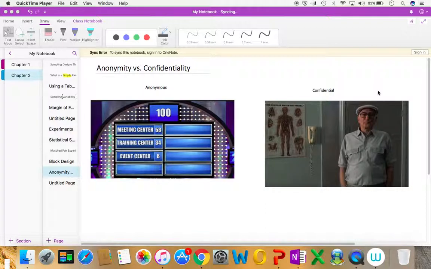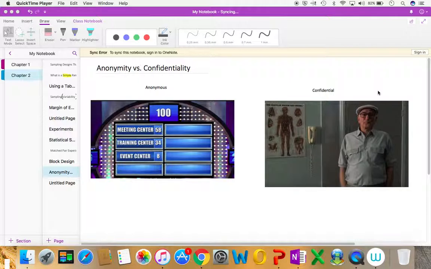Okay. A more concrete way to think about it is it doesn't matter who is in the room, whether it's one person, two people, three people, 10 people, whatever is talked about in that room does not leave that room. So another way to think about confidentiality is Vegas. The old saying, what happens in Vegas stays in Vegas. What happens in this room stays in this room.